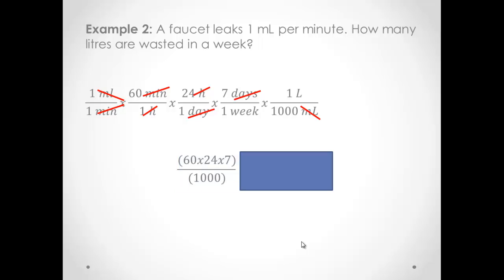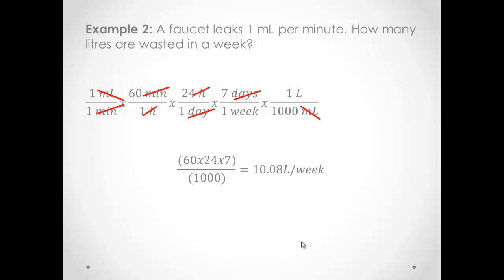So how we plug this into our calculator, everything that's on the top that's important is numbers that are not 1. 60, 24, and 7. We could have on the top 1 times 60 times 24 times 7 times 1, but the ones are not important. On the bottom we have ones and 1,000. So the easiest thing to plug into our calculator is multiply everything on the top in brackets, divide it by 1,000, and our answer is 10.08 liters per week.